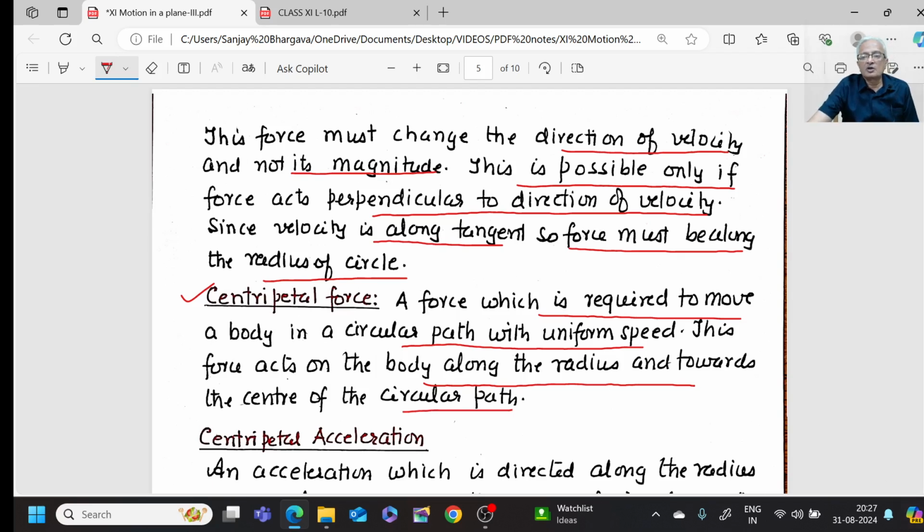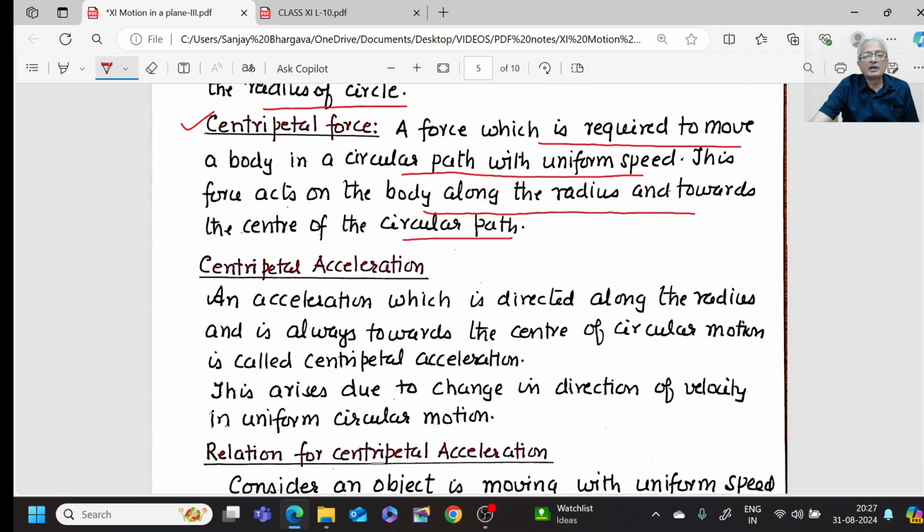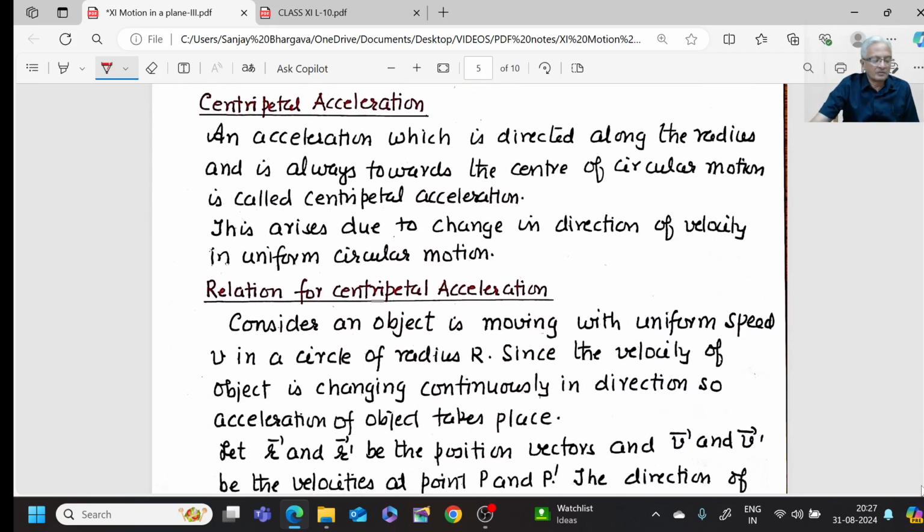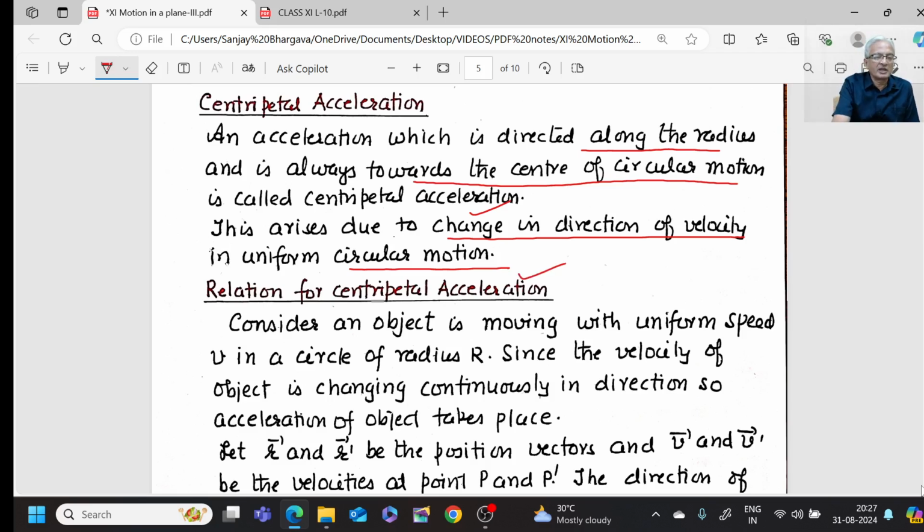Now let us talk about centripetal acceleration. An acceleration which is directed along the radius and is always towards the center of circular motion is called centripetal acceleration. This arises due to change in direction of velocity in the uniform circular motion. So change in the direction of velocity is responsible for centripetal acceleration. Let us calculate a relation for centripetal acceleration.